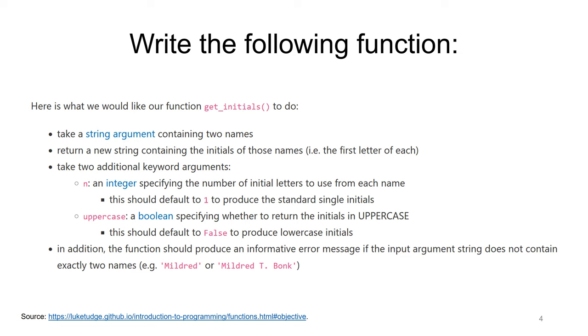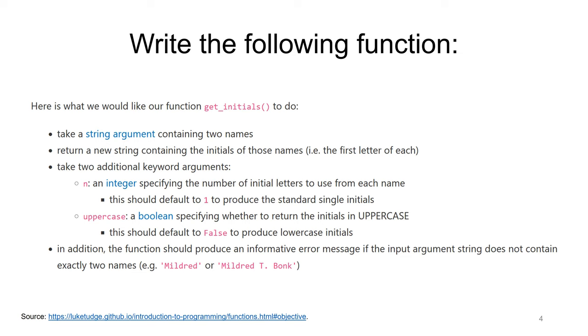And our function should take two additional keyword arguments, n and uppercase. N should be an integer specifying the number of initial letters to use from the first name and the last name. The default value should be one, producing the initials that we usually use. And uppercase should be a Boolean variable, so true or false, specifying whether the initials should be given back in uppercase or lowercase. This should by default be false to produce lowercase initials.